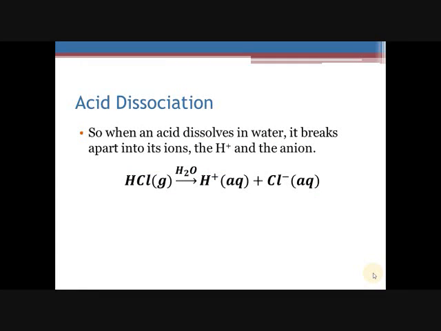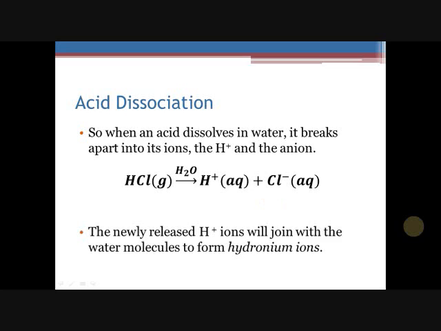So with acid dissociation, this is saying that when you have an acid dissolving in water, then it breaks up into its hydrogen ion, which we're going to call a proton here, and then its anion. In this case, for hydrochloric acid, it is Cl.